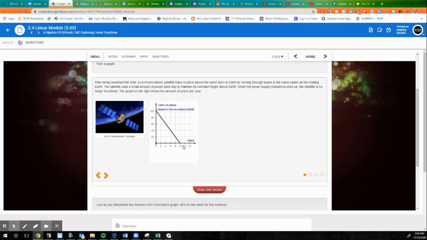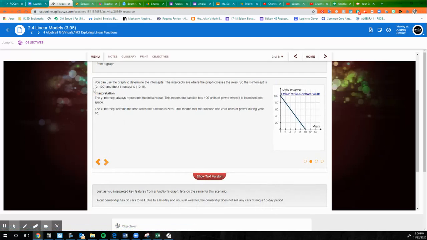If you've got the study guide, you'll see that there's like 6 questions for you to answer. As you go through these, it shows you what they're talking about and it shows you the answer. So the first question talks about the y-intercept. The y-intercept always represents the initial value. In context, the initial value is right here. So that means the starting value is 100 units of power for the satellite. The x-intercept is where it crosses the x-axis. So that reveals the time when, in context, the function has 0 units of power during year 10.